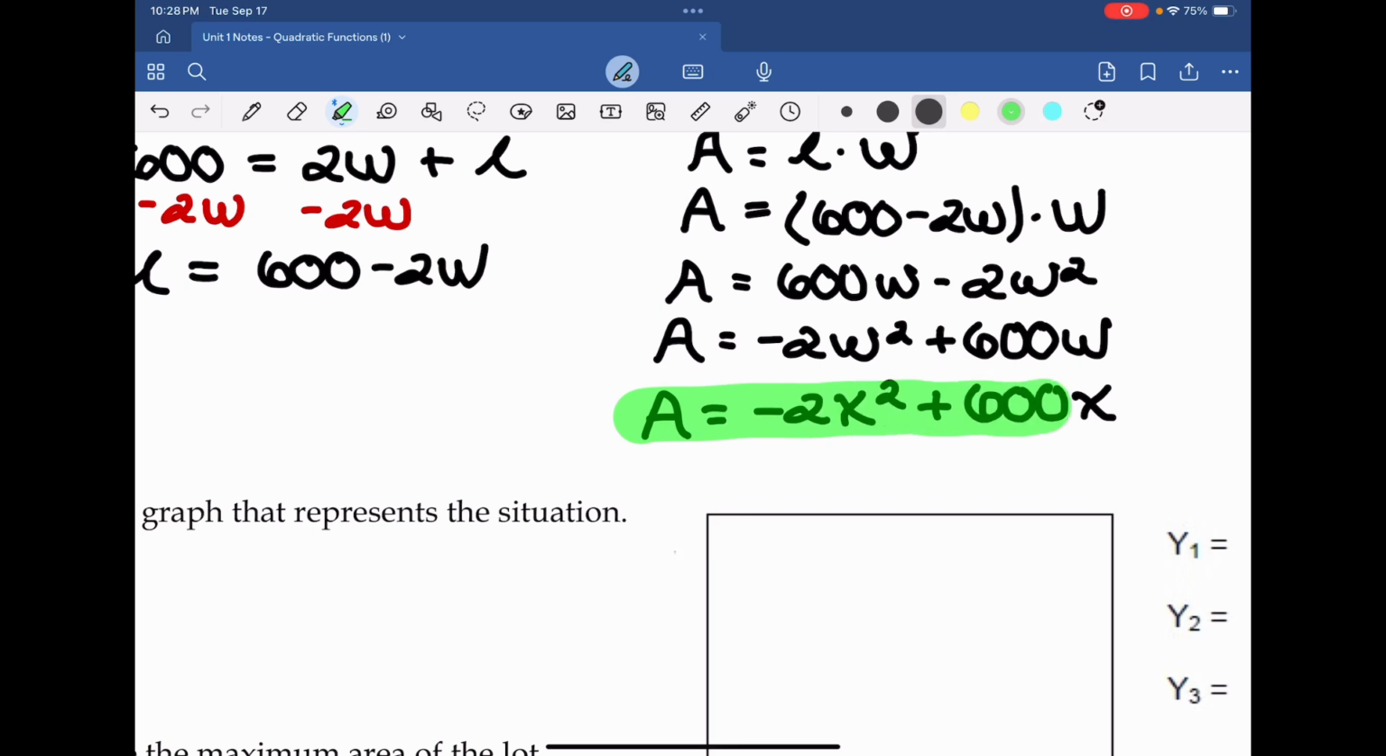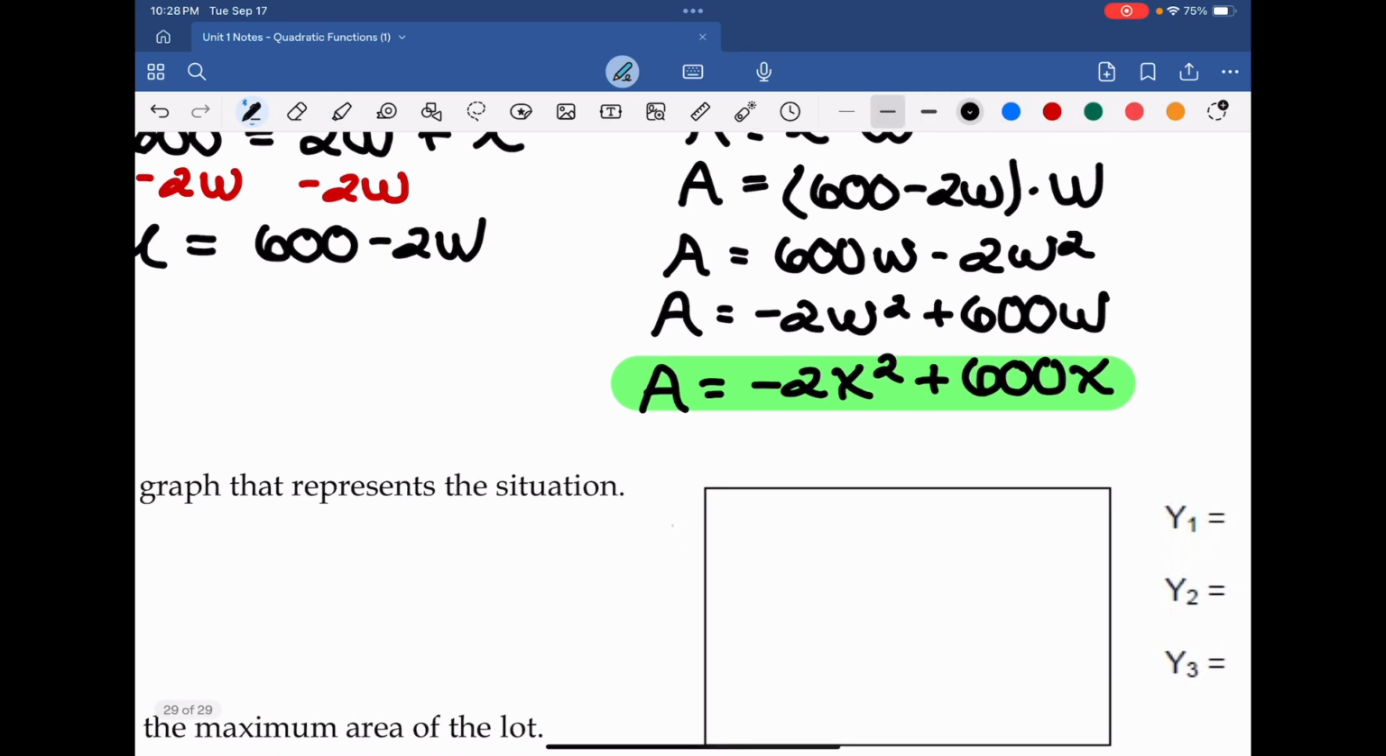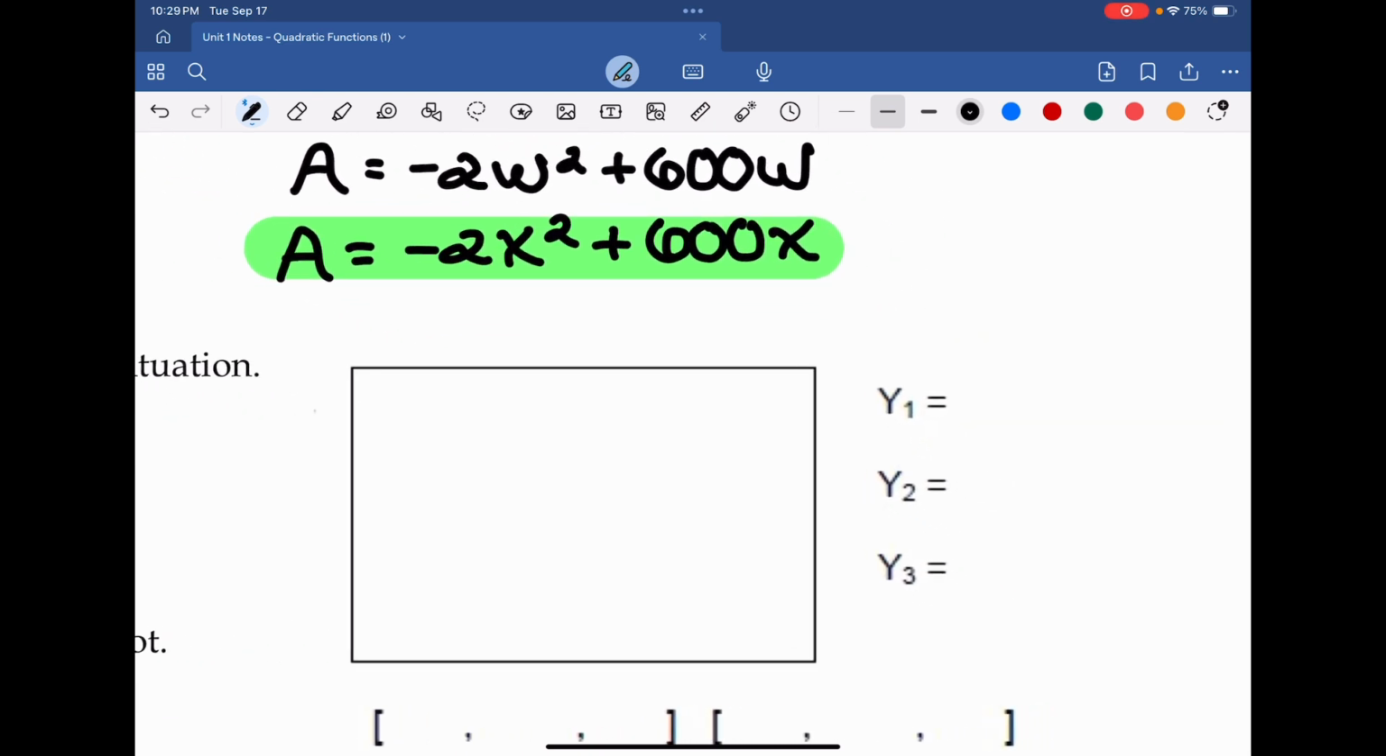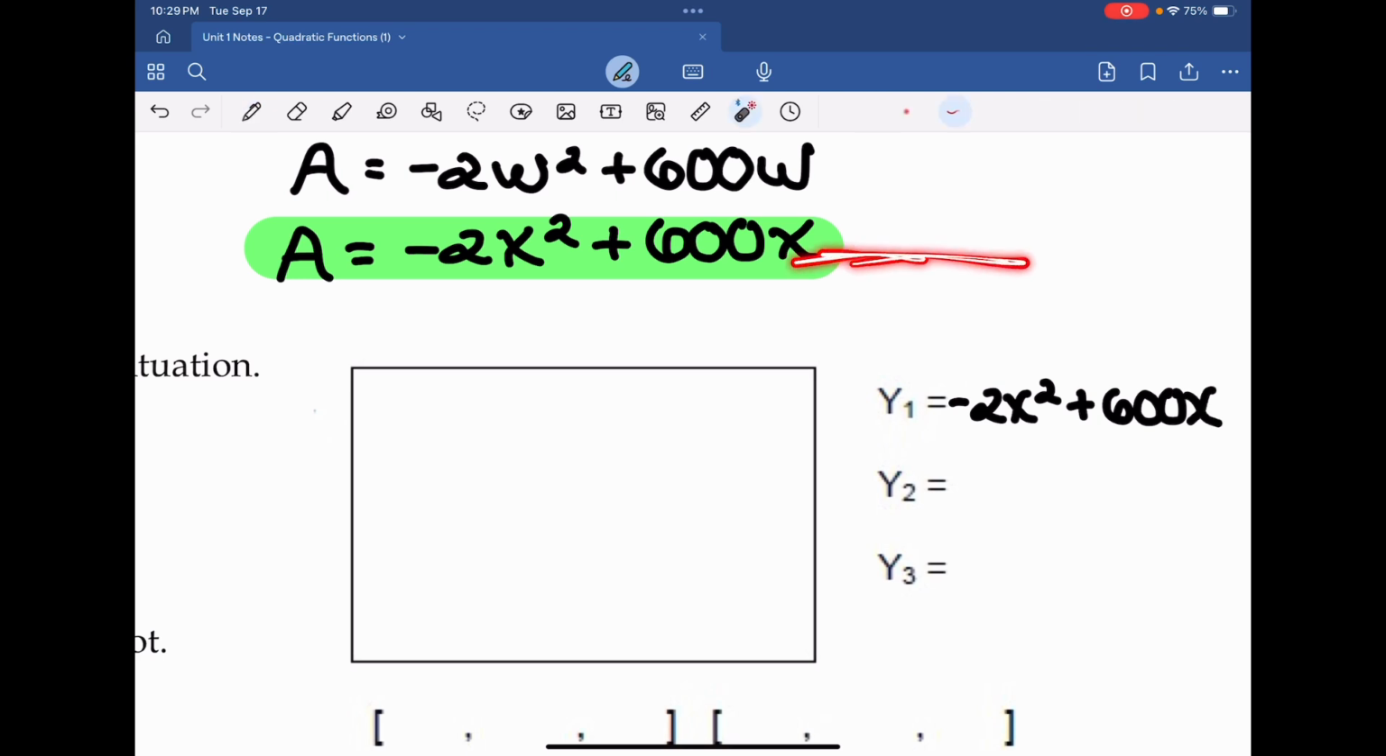There is the function we can type into our y1 of both the Casio and the TI calculators. So let's take a second to just write that in here right below. We're going to copy exactly what we see here. In y1, it's going to be negative 2x squared plus 600x. Now, unfortunately, again, this one doesn't have a constant value, which affects our ability to determine the y-intercept right away and build out a window setting based on that.